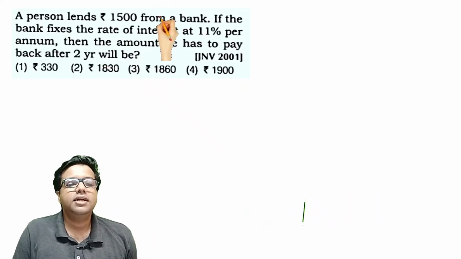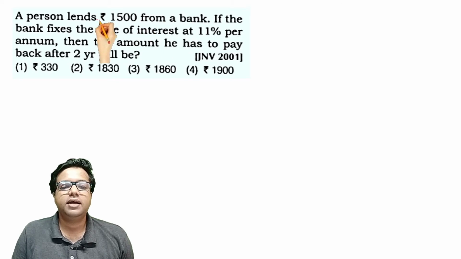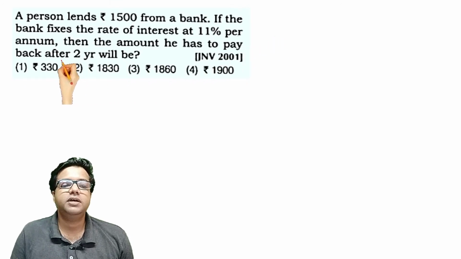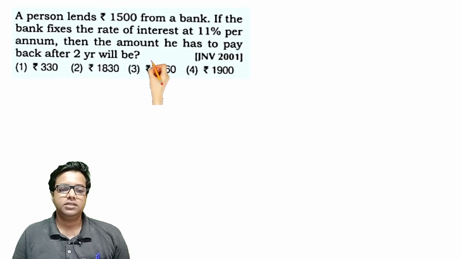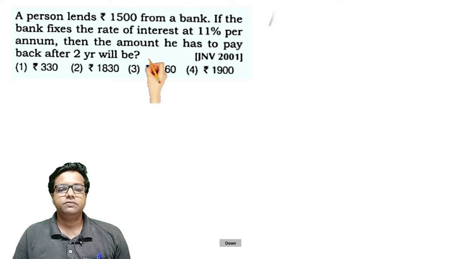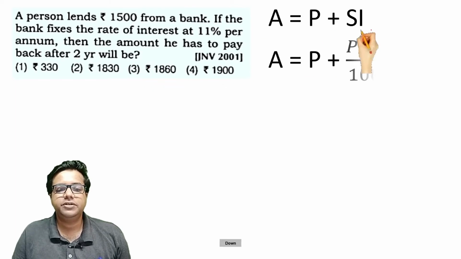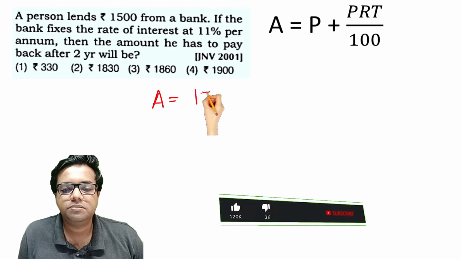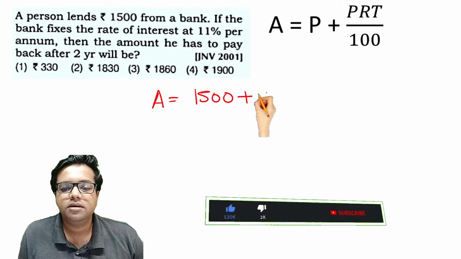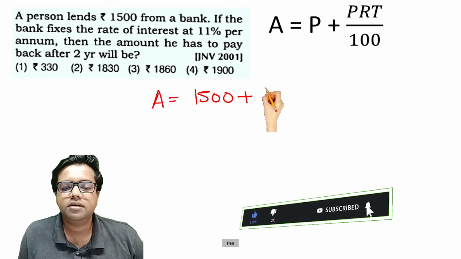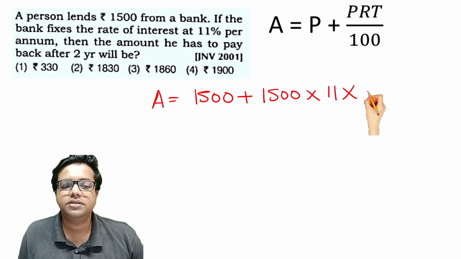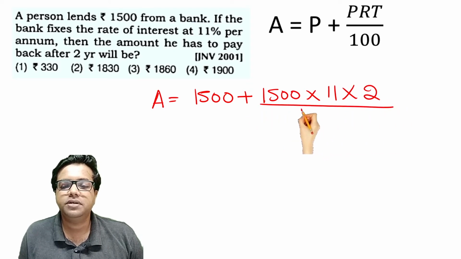A person lends 1500 from a bank. If bank fixes the rate of interest at 11% per annum, then the amount he has to pay back after 2 years will be what? Okay, so we need to find the amount here. So we know the formula for amount. Amount will be equal to principal plus principal again 1500 into rate of interest is 11% into for the time duration of 2 years divided by 100.